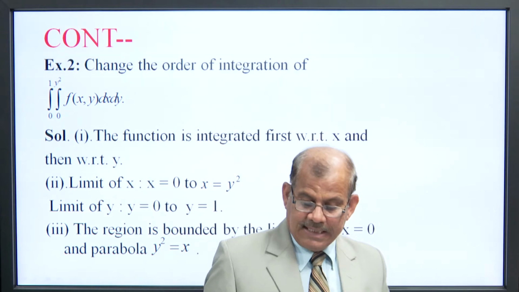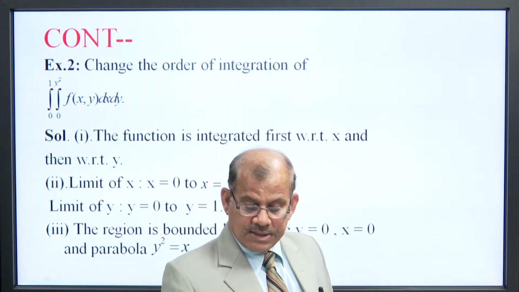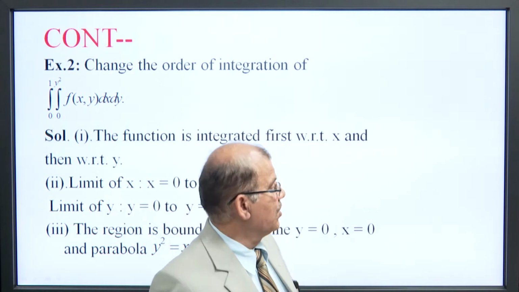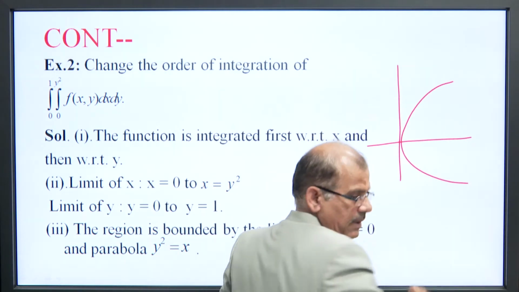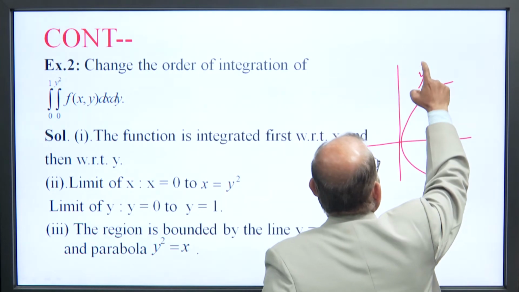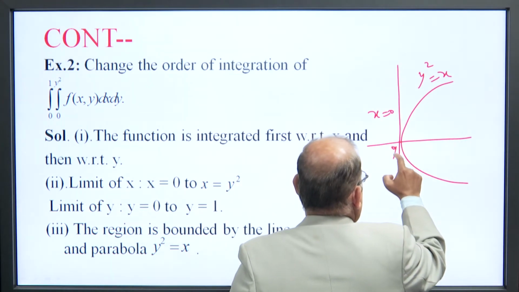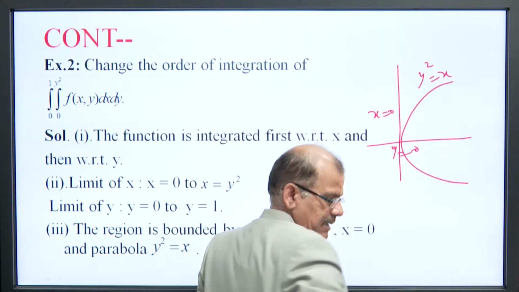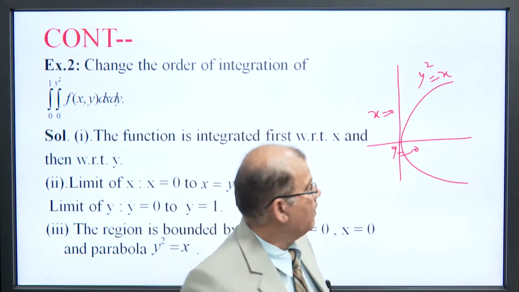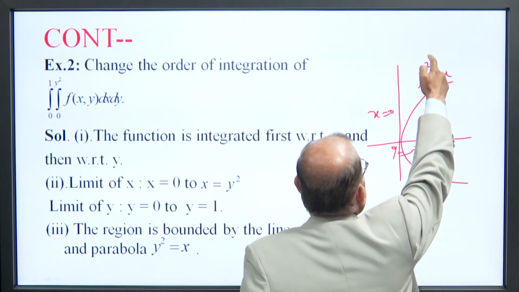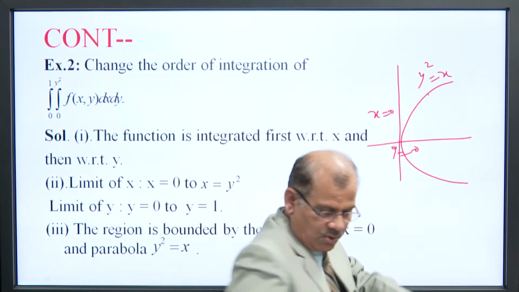The region is bounded by the lines y equals 0, x equals 0, and the parabola y square equals x, or x equals y square. So we have this region, and y equals 1 is also a boundary here. It is bounded by x equals 0, y equals 0, and y equals 1.